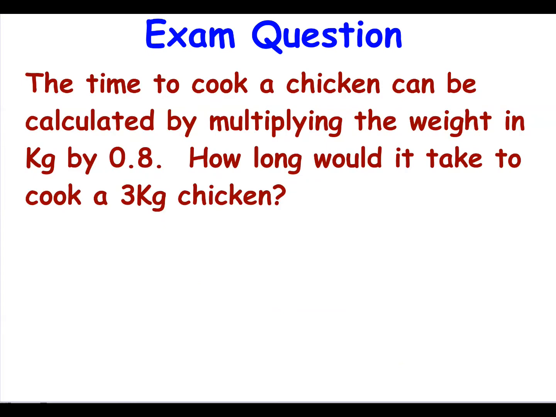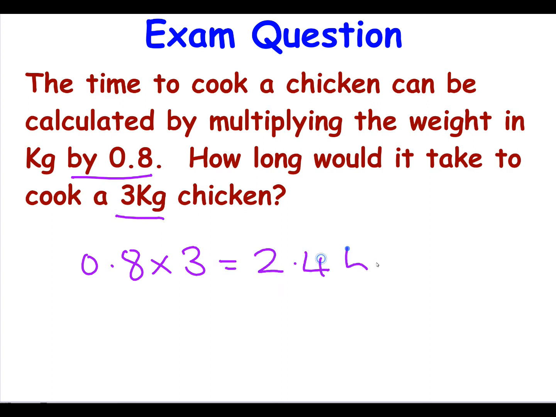Let's have a quick look at another one. The time to cook a chicken can be calculated by multiplying the weight in kilograms by 0.8. So how long would it take to cook a 3 kilogram chicken? So they're getting you to multiply 0.8 by the weight of the chicken, which is 3 kilograms. So you end up with 2.4 hours.